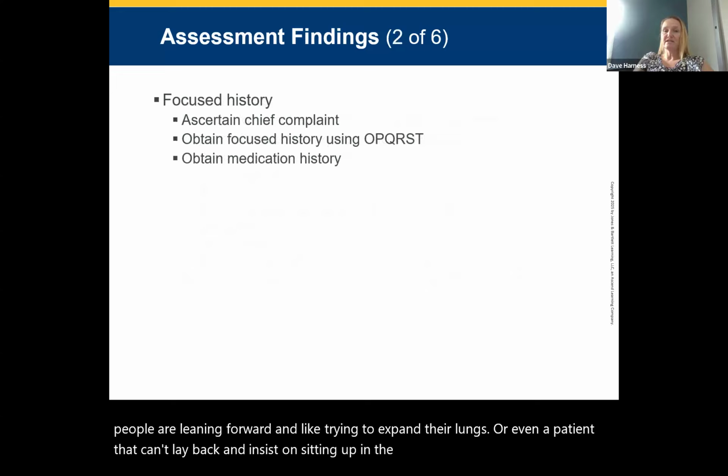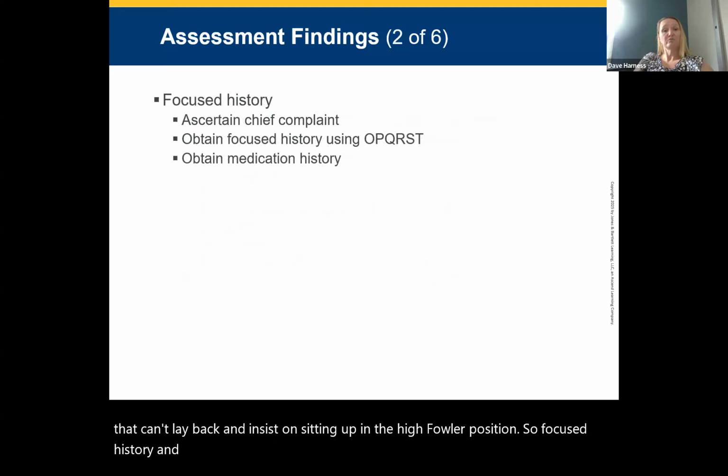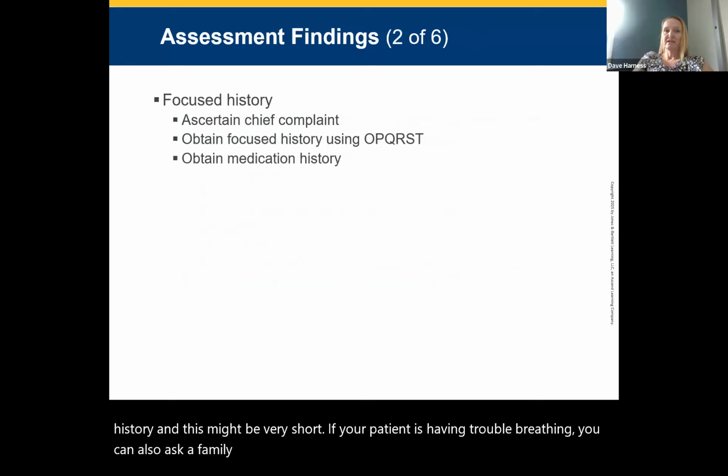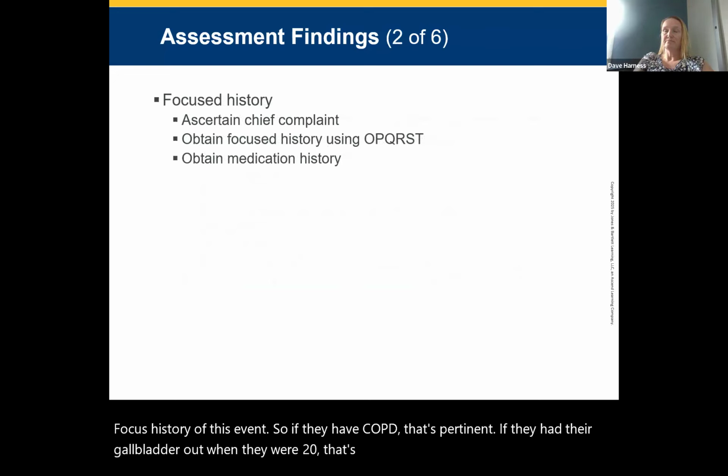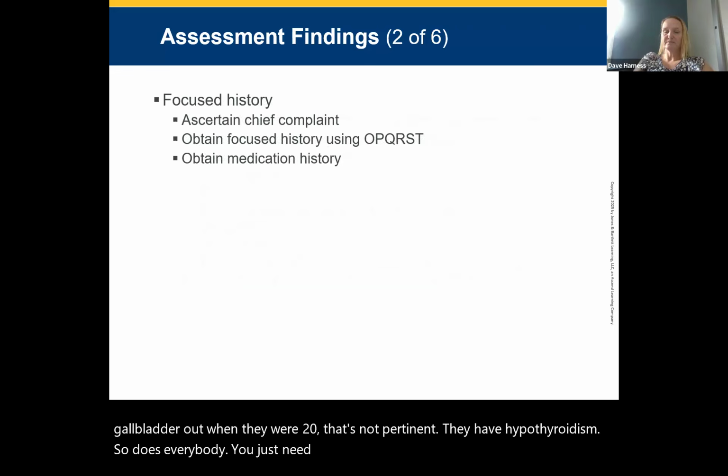So focused history, and this might be very short. If your patient is having trouble breathing, you can also ask a family member or bystander. Chief complaint, focused history of this event. So if they have COPD, that's pertinent. If they had their gallbladder out when they were 20, that's not pertinent. If they have hypothyroidism, so does everybody. You just need to know what's pertinent to this.